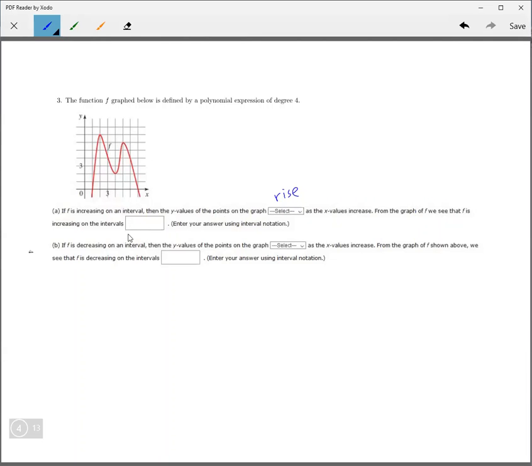And it's increasing. So as you go from left to right, what's happening? Well, this is going up. So that is increasing all the way from negative infinity to 2. You can choose to include the point or not to include the point, so let's include it.